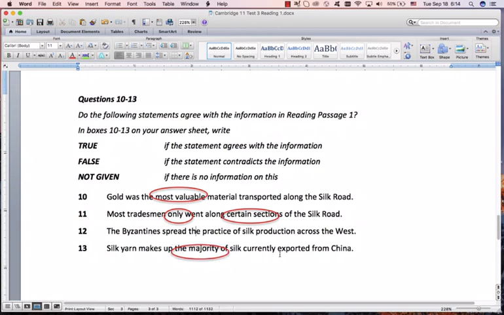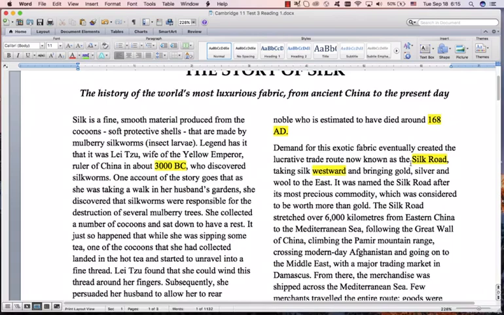Right, and then if we go and find where they came from, again, it's pretty friendly, this one. There's quite a lot to scan for. First of all, I remember where gold was and Silk Road. So that was up here. There we just spoke about gold and the Silk Road. So we're going to start here in this paragraph.